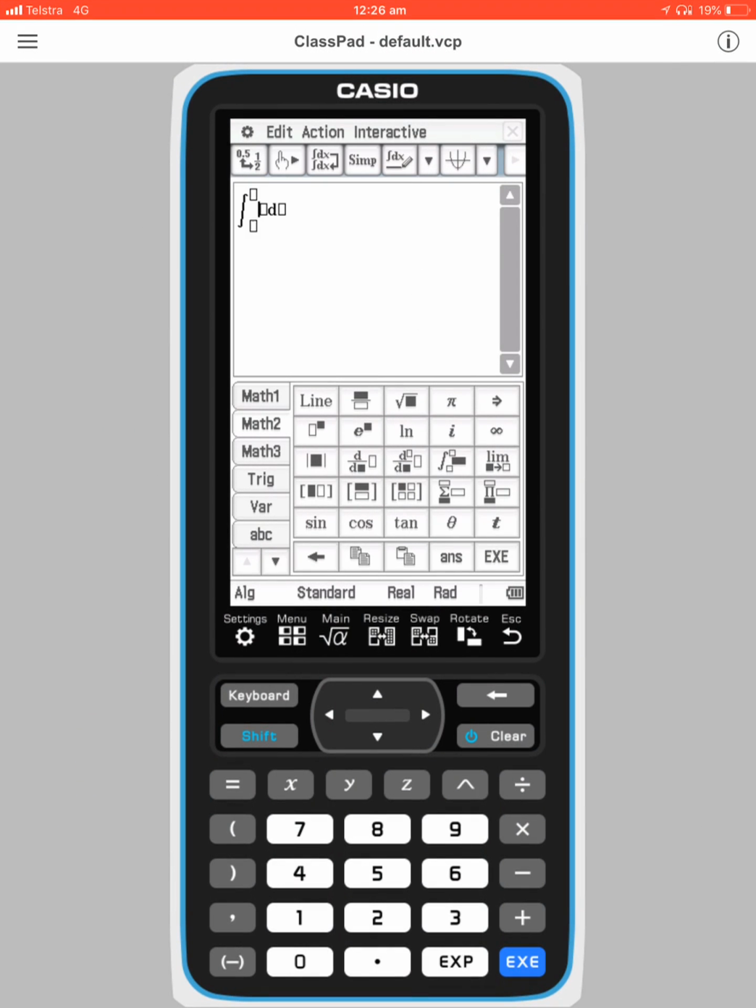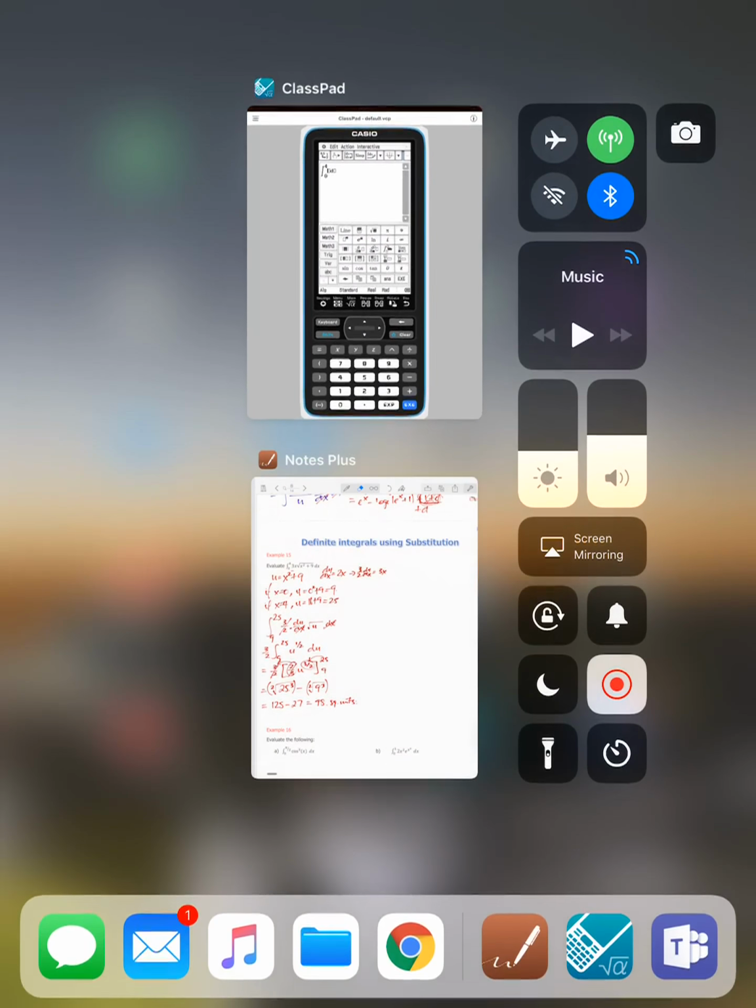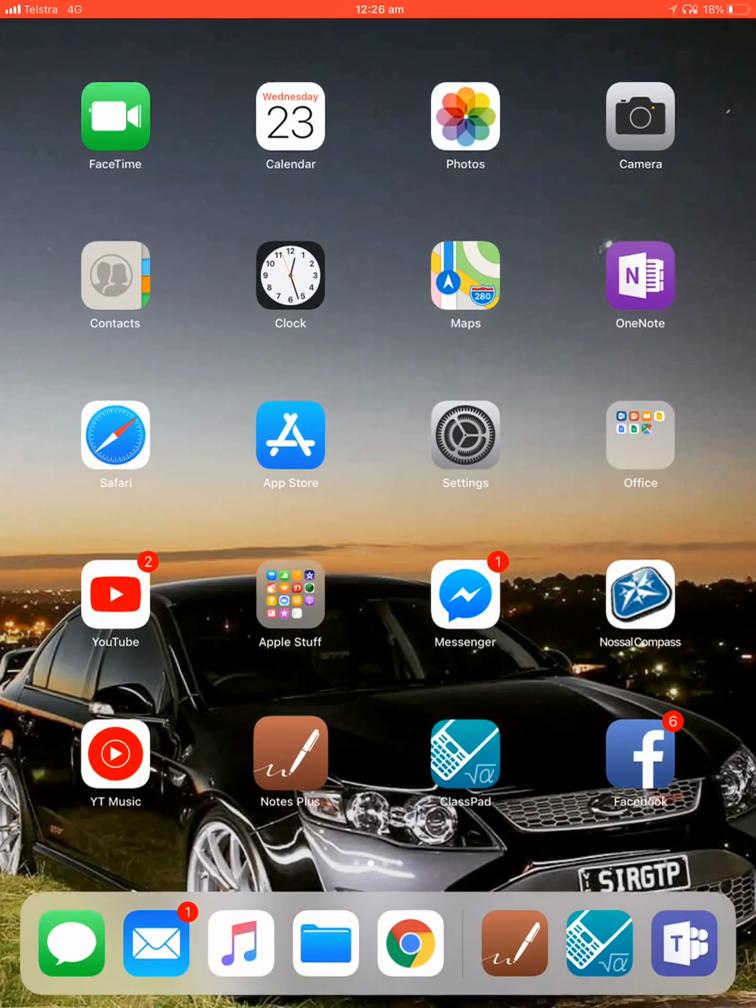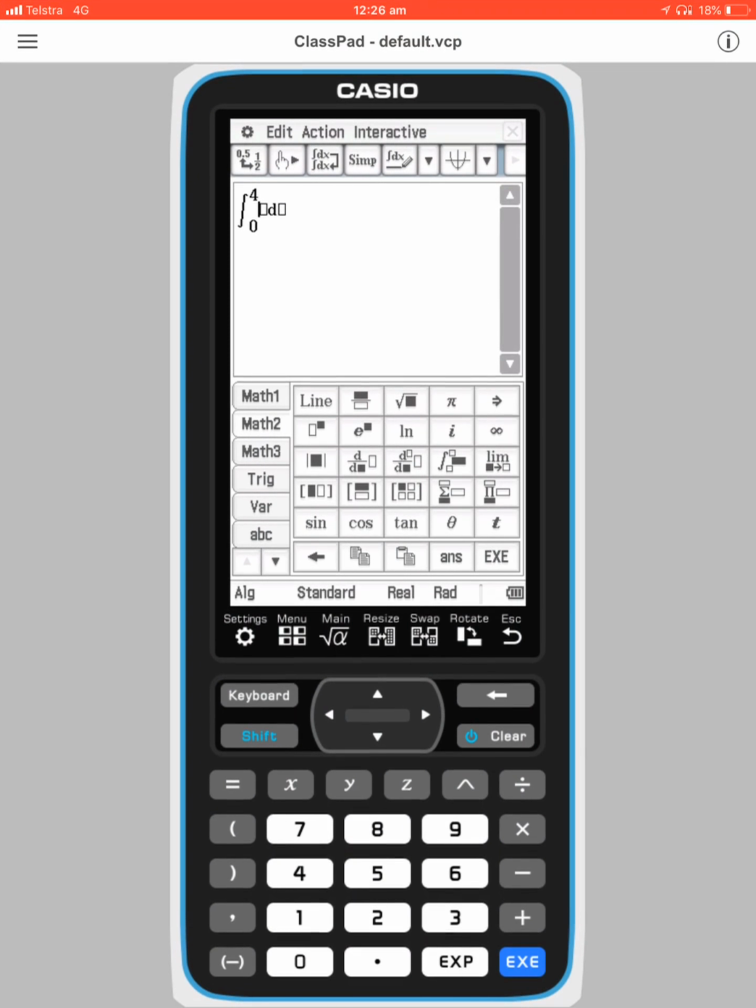Clear it all. Okay, so 0 to 4, the integral of 3x root x squared plus 9 dx. Okay, 98, beautiful. So we know we got it right.